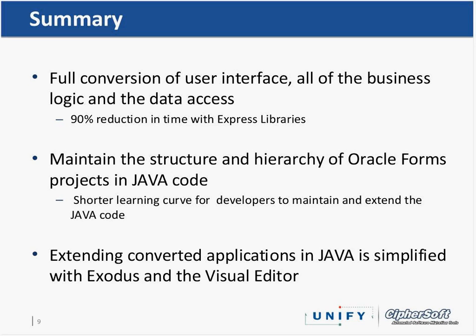Basically, Exodus is licensed in two ways. It can either be a product and services, so it could be that someone would give us their application, and Unify CipherSoft will actually do the complete migration, which would involve us taking the Oracle forms, migrating them using Exodus, and then doing the associated services. That is the software plus services.